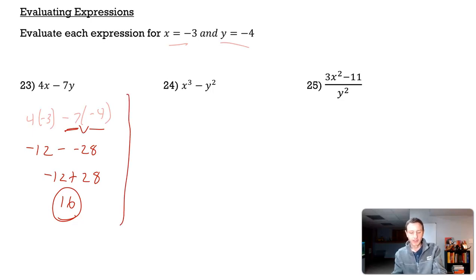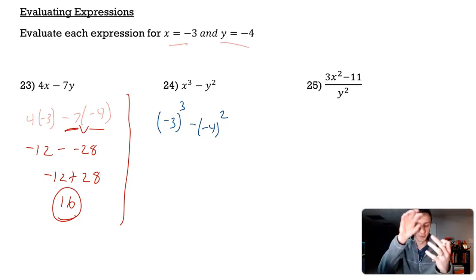24, making sure we understand exponent rules. So this is x to the third minus y squared. So the x value of negative 3 to the third power minus the y value of negative 4 to the second power. Negative 3 to the third power is negative 3 times negative 3 times negative 3. So negative 3 is being multiplied 3 times. We looked at this earlier. Now the x value is in parentheses because I'm evaluating whatever x is equal to the third power.